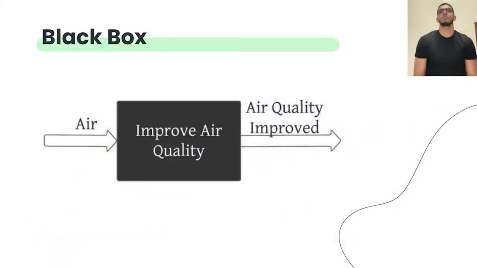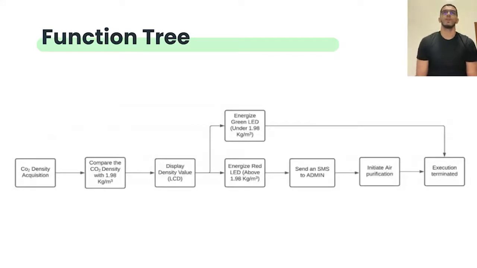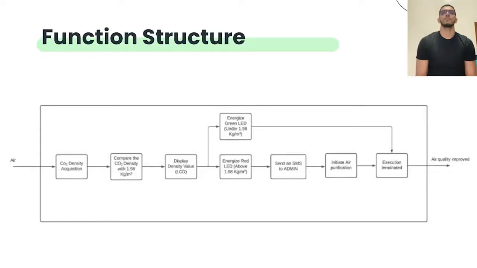First, we have the black box, which represents the input, the function, and the output. Secondly, we have the function tree, which represents the sub-functions in order of execution, from left to right usually. Then we have the function structure, which represents a combination of the black box and the function tree.